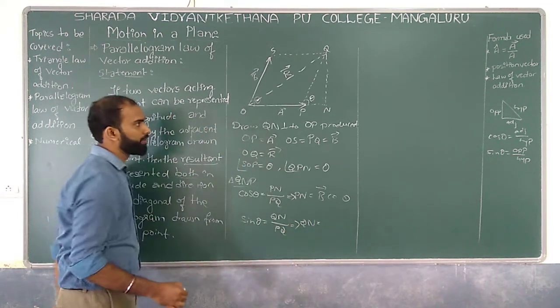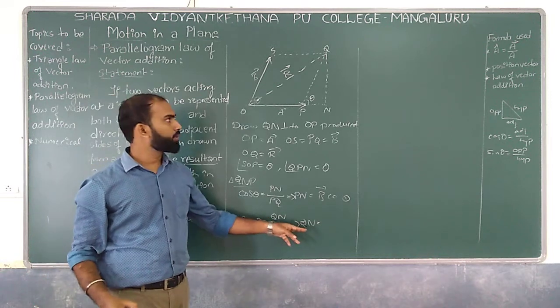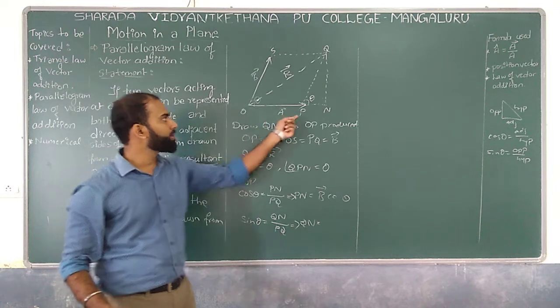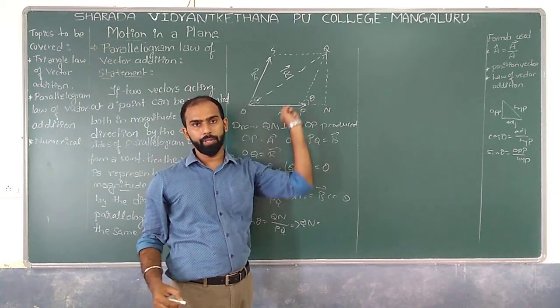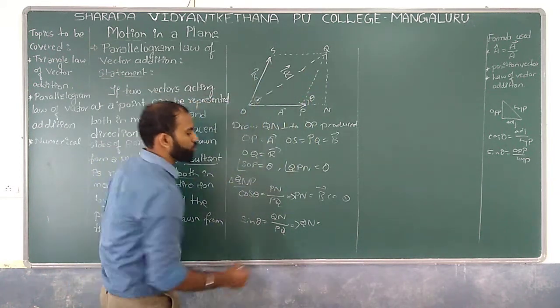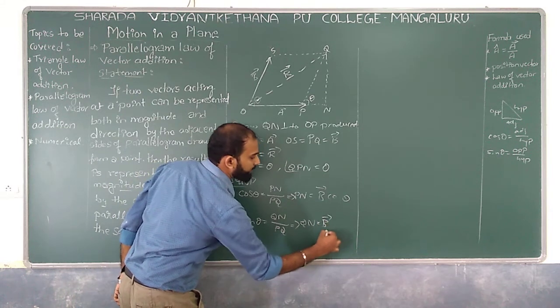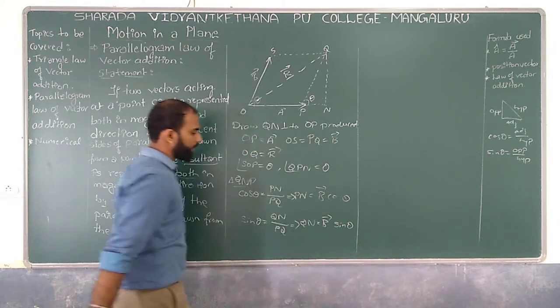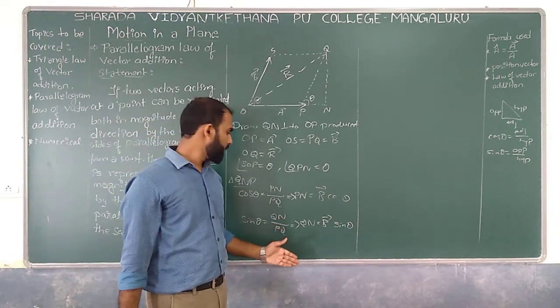So QN is equal to what can I have over here? QN is equal to, once again, PQ, which is nothing but the magnitude of PQ, that is the B vector. So the B vector into sin theta, and this is how exactly it works over here.